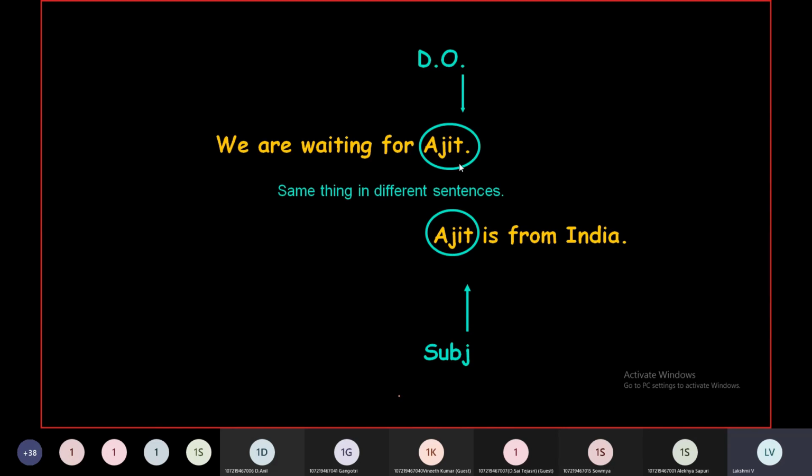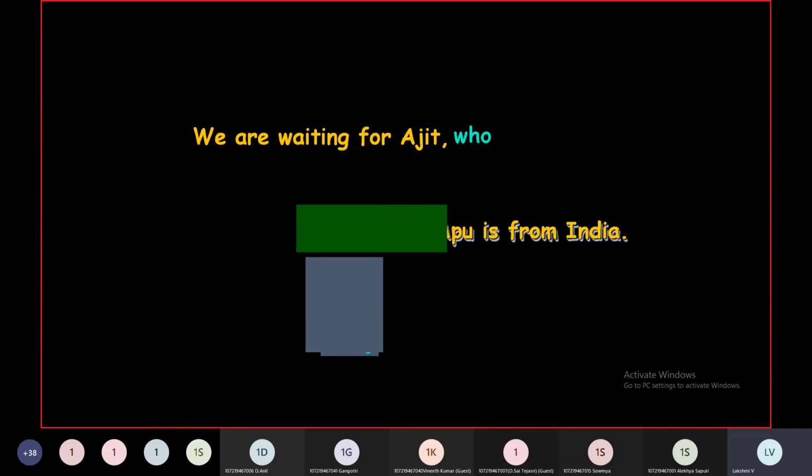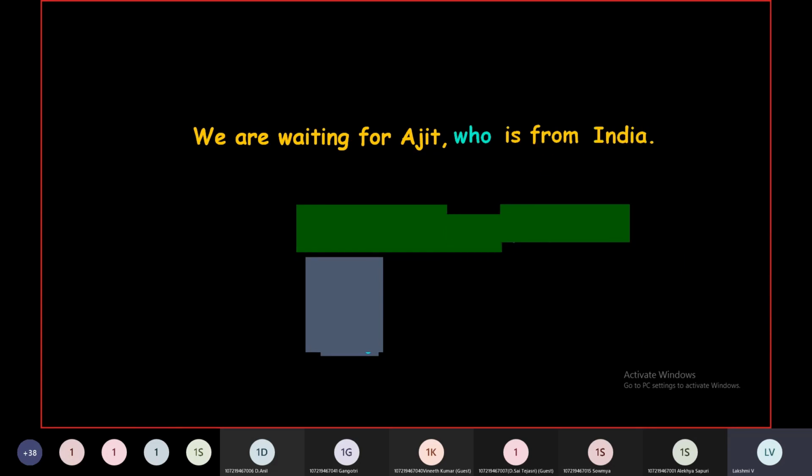So here, in these sentences, we are waiting for Ajit, and I wanted to join these two with a clause, that is who, a pronoun, because I wanted to replace the noun. So who is from India. I wanted to replace this with a pronoun. So this particular word is called a relative clause or relative pronoun.